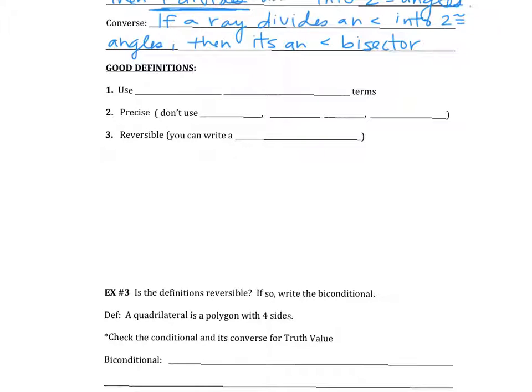So there's three things that we're going to talk about that make something a good definition, because I'm going to ask you, is this a good definition? You're going to check, are these three things true? If it is, then yes, it's a good definition. Okay, so number one, something is a good definition if it uses clearly understood terms.